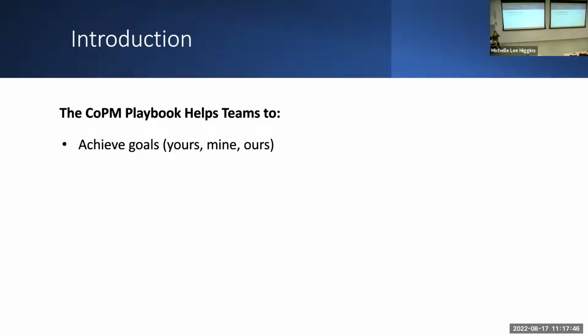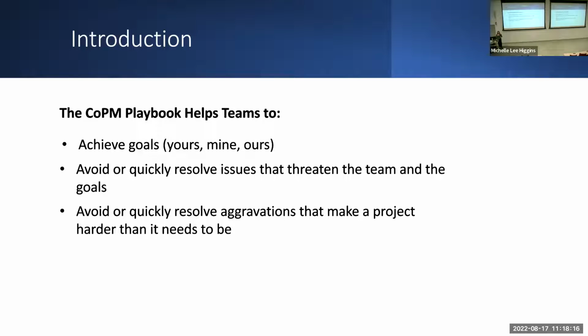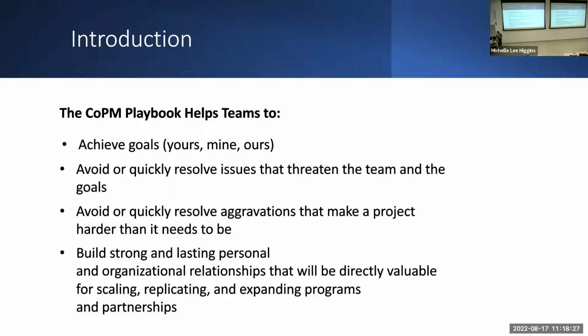So what does it help us do? One, achieve goals. That's the main thing. We need to achieve the goal of our project. However, it also helps us achieve your goals, your organization's goals, as well as my personal goals. It helps avoid or quickly resolve issues that threaten the team and the goals. It resolves aggravations that can make a project harder. Who hasn't been on a project that has been unnecessarily difficult, when a little bit of planning could have made it easier? It builds strong and lasting personal and organizational relationships that will be directly valuable for scaling, replicating, and expanding programs and partnerships. So that's what this playbook aims to do.